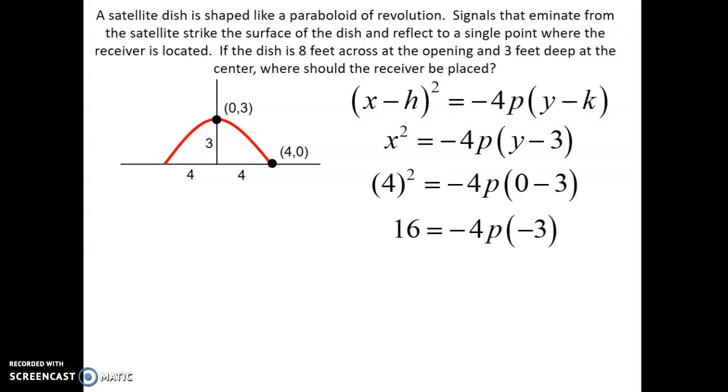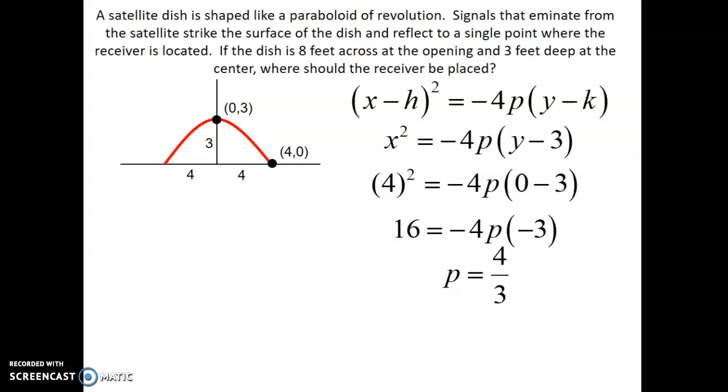All right, so we have negative 4 times negative 3 gives us negative, sorry, it's positive 12. Then you divide by 12 on both sides, you get p, which is 4/3.